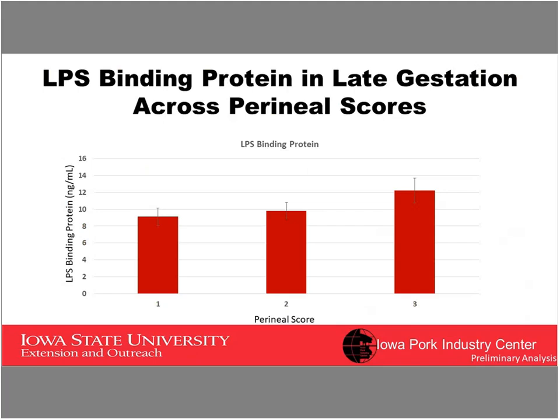Typically, we would measure it in a heat stress experiment, and if you have a heat-stressed animal and you have breakdown of the tight junctions in the gut wall, you'd have an elevation of endotoxin in circulation. And one of the physiological responses of that animal is to increase the amount of LPS binding protein in circulation. And so we looked at that in sows that we collected blood from that were peritoneal scores of 1, 2, and 3, and saw that in those sows that are 3, there's a greater amount of LPS binding protein.